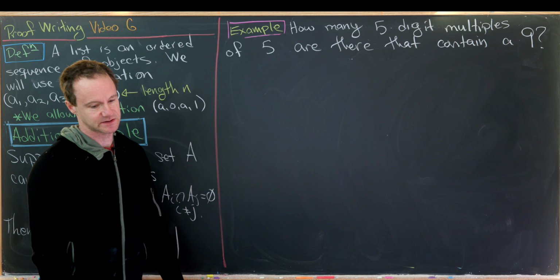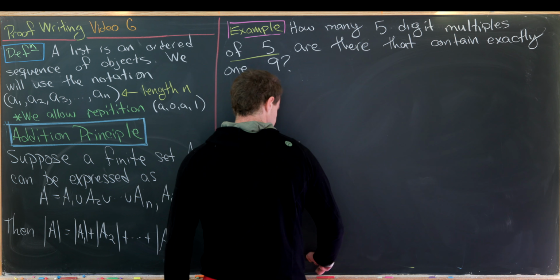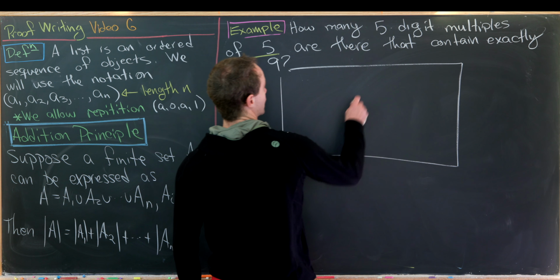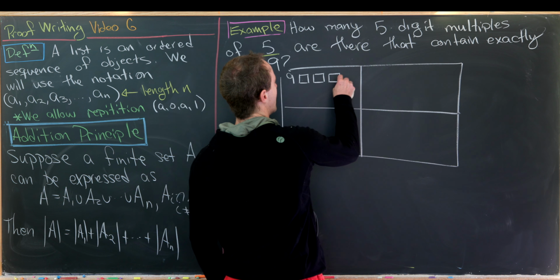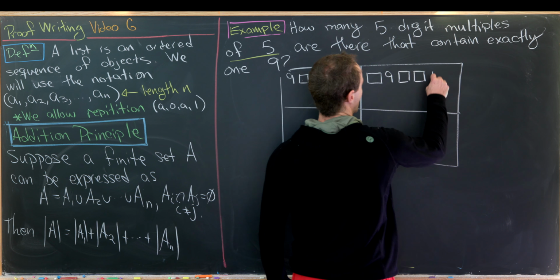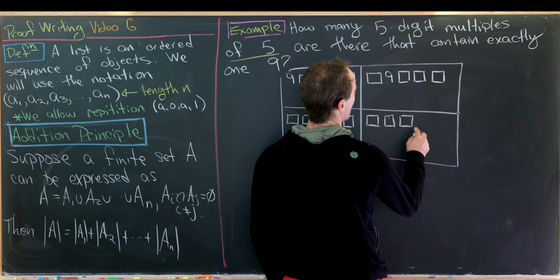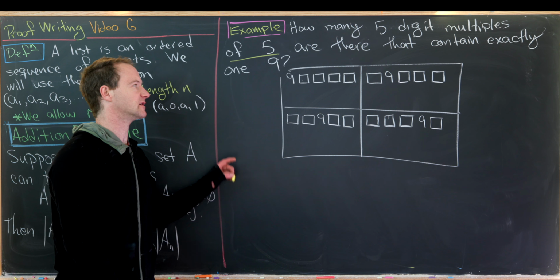We want to determine how many 5-digit multiples of 5 there are that contain exactly 1 nine. So we can break this up into 4 disjoint possibilities. I'll draw these in this rectangle shape. Those possibilities depend on exactly where that single 9 happens. The single 9 could be the first entry, and then after that we have 4 more digits to choose. The single 9 could be the second digit, and then we have 1 before and 3 after to choose. The single 9 could be in the middle, or finally, it could be not quite at the end, but the next to last digit. You might say, well, why can't that single digit be the last digit?